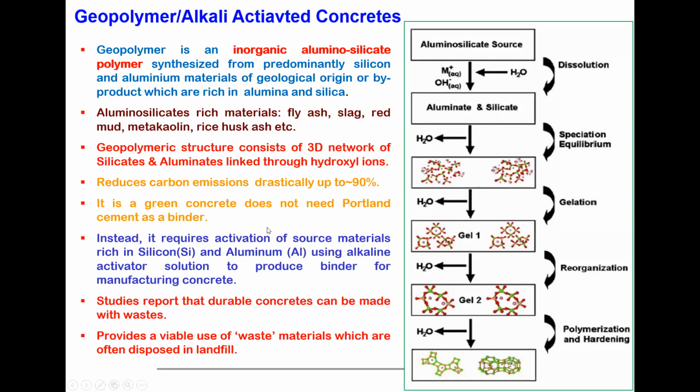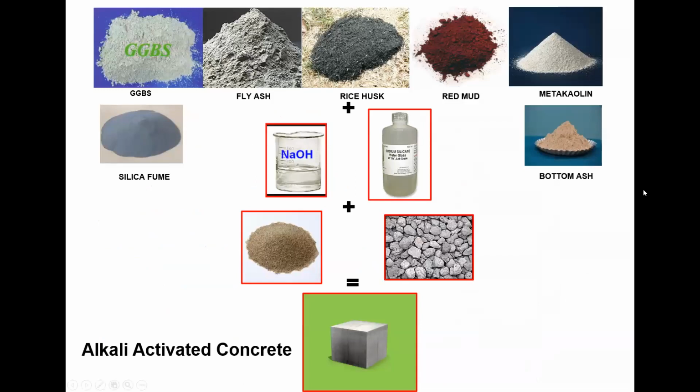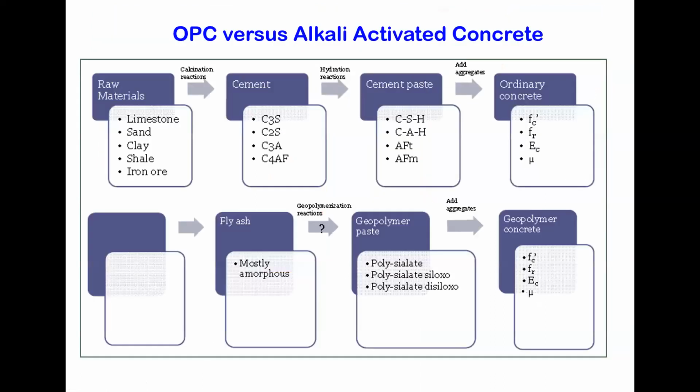When you add these alkali solutions to the waste materials, different reactions occur inside it, and at the end, what we get is a hardened product called geopolymer concrete or alkali activated concrete. These are the basic steps involved in geopolymerization or alkali activation. And this is the major distinction between the development of ordinary Portland concrete versus alkali activated concrete.